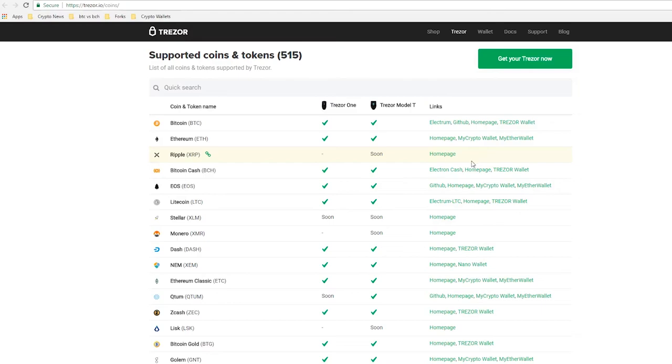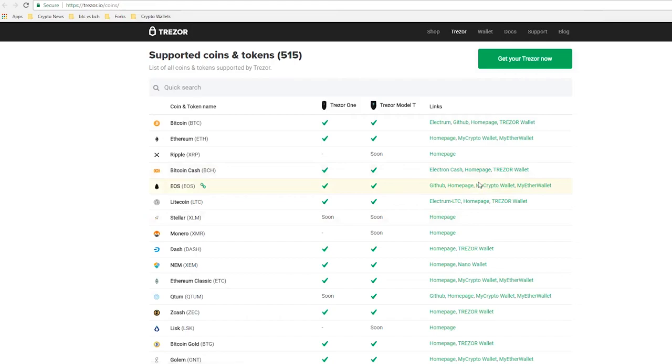Now, if you're ever getting a wallet, and you're confused and you don't know, you don't have the money to buy a Trezor and you're not sure how to do certain wallets or whatever, you can just go to their homepage. Every coin's homepage has a way for you to get a wallet that they recommend.